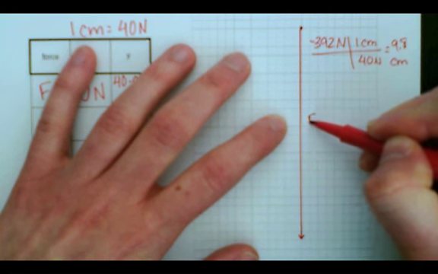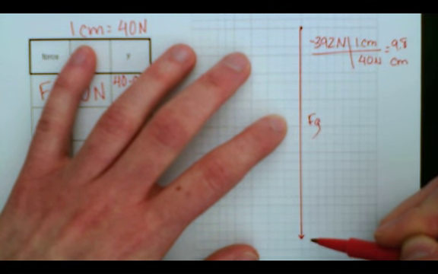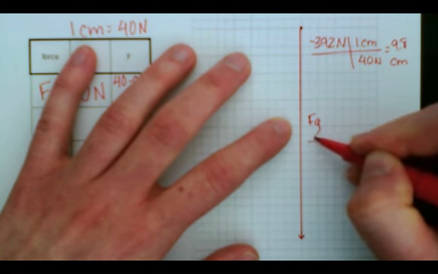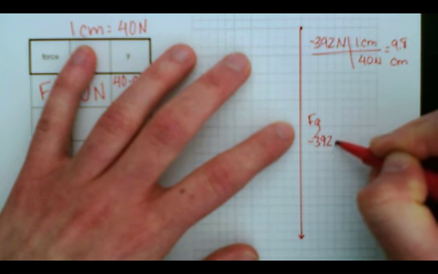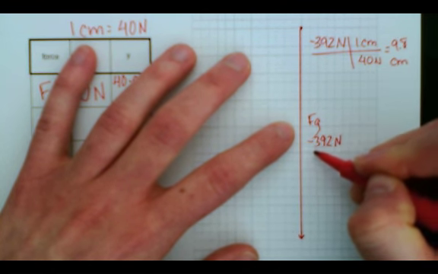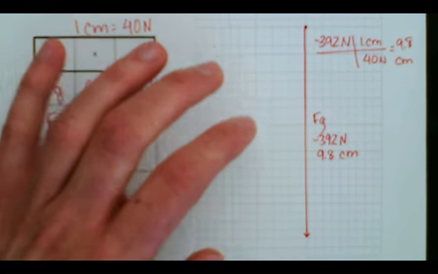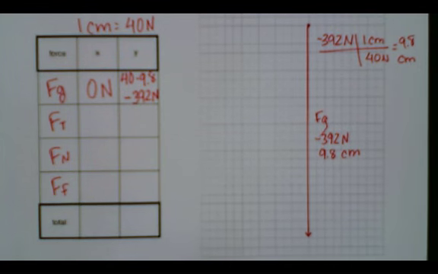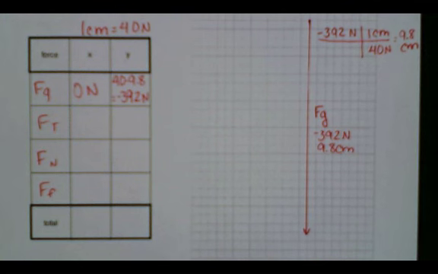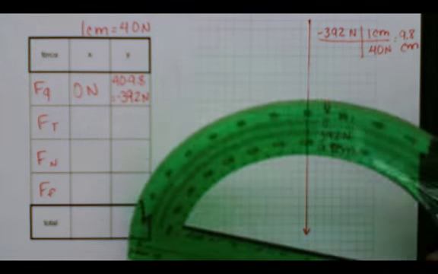The gravitational force acts in the downward direction. The force is negative 392 newtons, and I drew it at a scale of 9.8 centimeters. Now let's do our tension force. Our tension force is 80 newtons at an angle of 20 degrees.